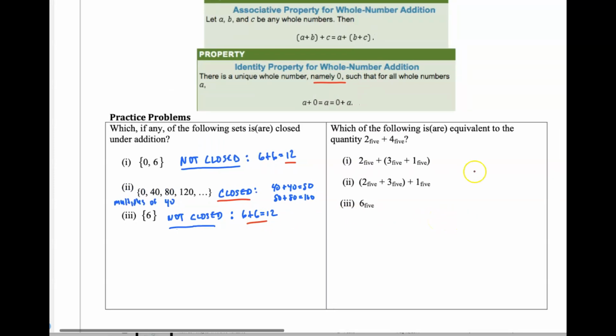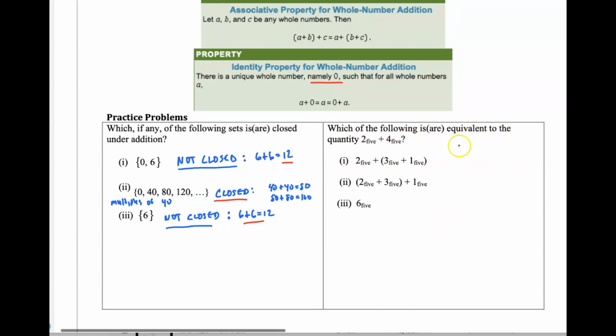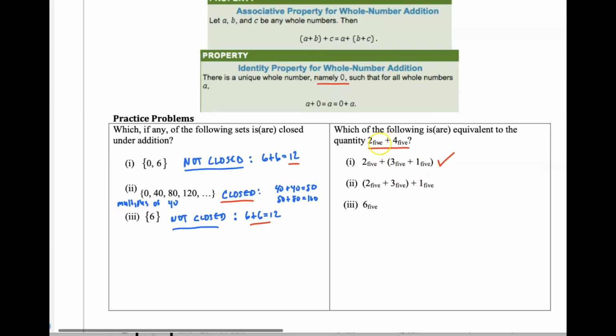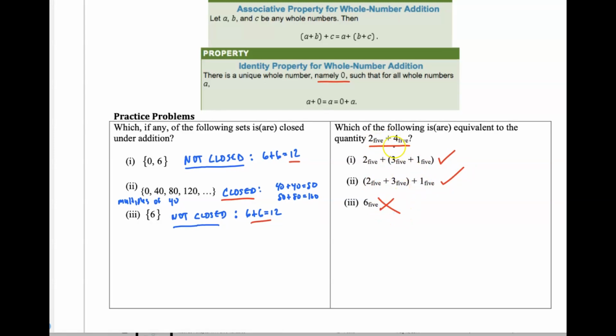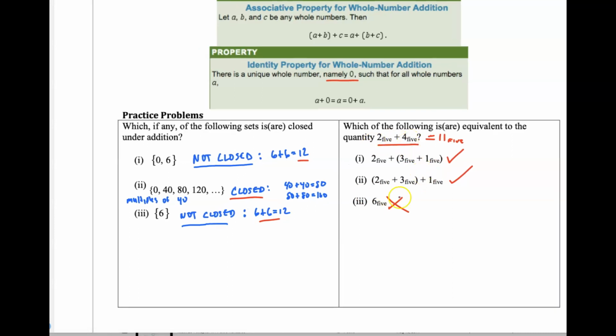To finish this short video: which of the following are equivalent to 2 plus 4? This is related to the associative property. This one's good, I can break this up into 3 plus 1. This is equivalent too, because once you have 3 plus 1, you can break it up or put it together. These are equivalent. This answer does not equal 6, even though it has a value of 6, because it is 15 and 11 in base 5. So that's not the one that's equivalent, but the other ones are. You can rearrange, break this up, and then rearrange it.